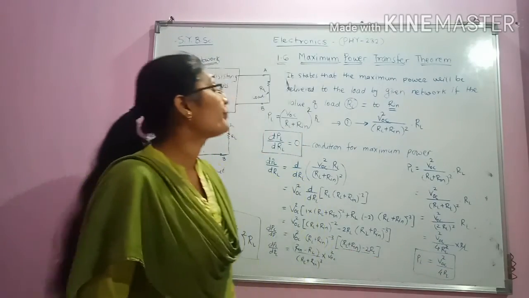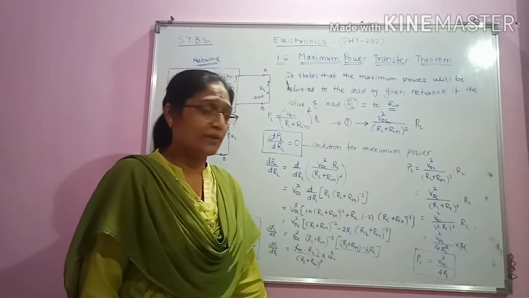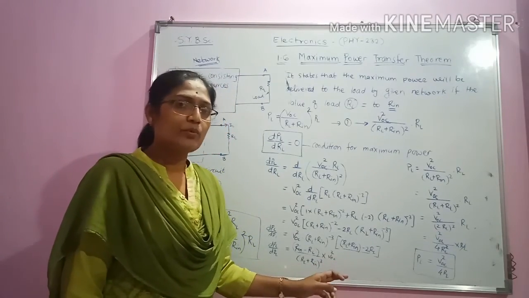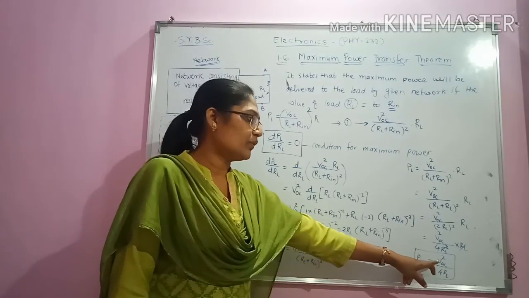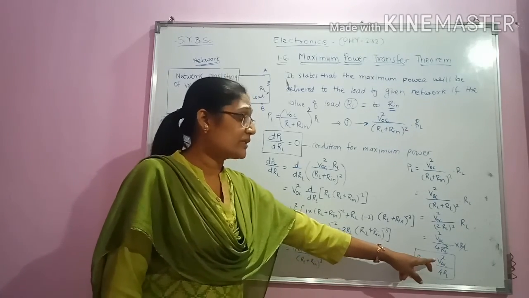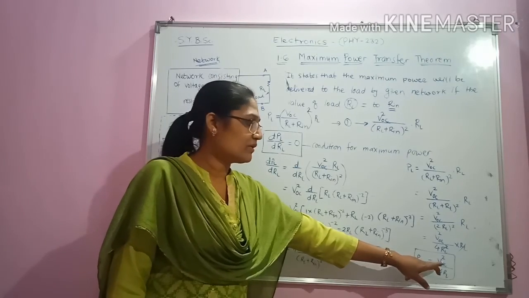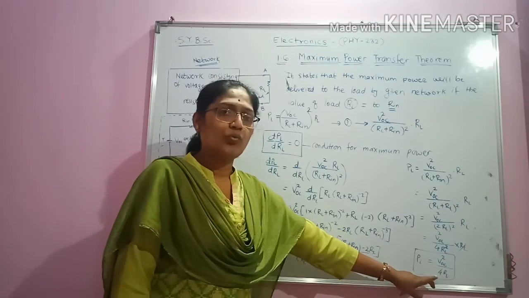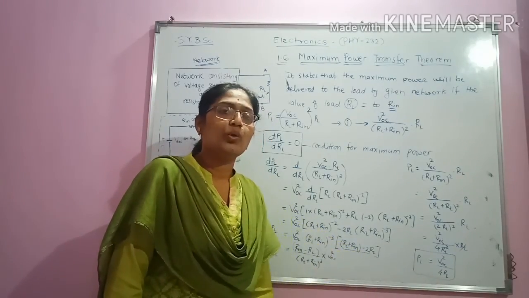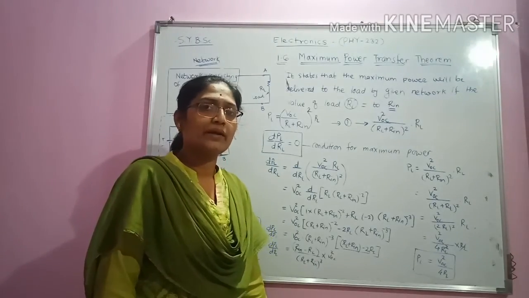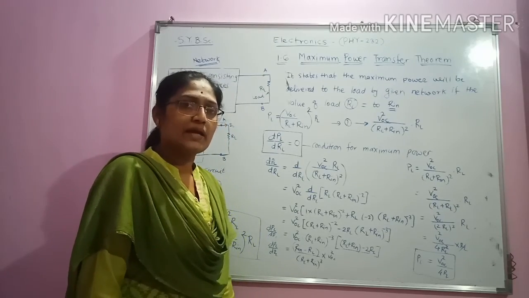Thus by using this maximum power transfer theorem, one can calculate the maximum power value as V_OC square, that is open circuit voltage square, this is Thevenin's voltage, divided by 4 into R_L, where R_L is nothing but the load resistance which is applied in between the terminals A and B.